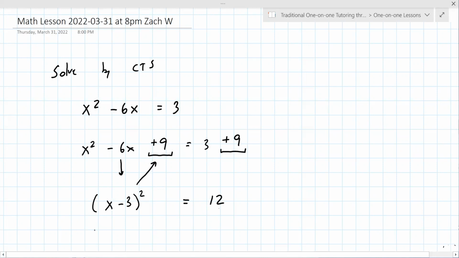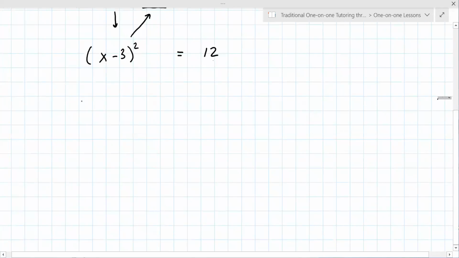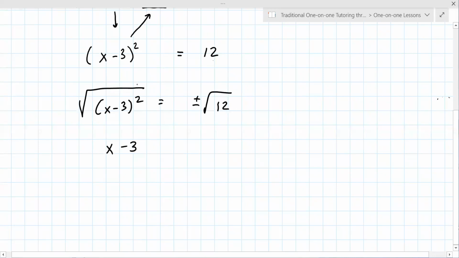So it's a more involved strategy than just the square root property. You take the square root of both sides. So on the left side, it becomes just x minus 3. The square root undoes the square. On the right, well, you have to reduce the root.